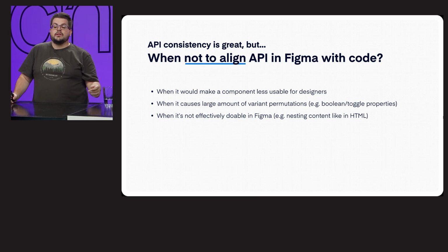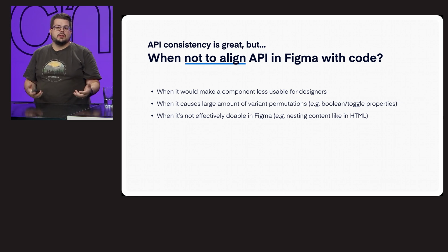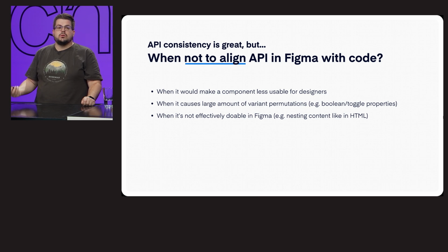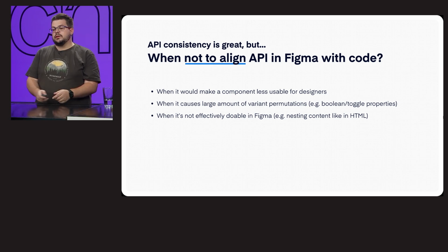This is another thing that I am considering when we discuss what should be aligned and what not. And then there are things that are not effectively doable in Figma. For example, nesting content like in HTML. We have a slots technique for that now. It works somehow, but it's still not super usable for designers. There is one more thing, and it's about states of components, because in code, states are interactive. When you hover something, touch something, click something, but in Figma, states need to be presented as a specific property in the API of the component.